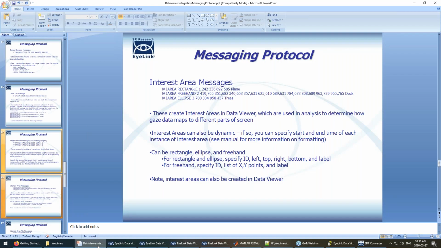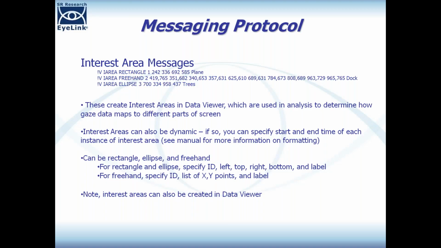Okay, these interest area messages: you can have 3 different types of interest areas: rectangle, freehand, and ellipse. And for rectangle and ellipse interest areas, you specify the ID, left, top, right, bottom, and label. So you can see here, we specify the shape, and then we have the ID, the left pixel coordinate, the top, the right, and the bottom, and then the interest area label.